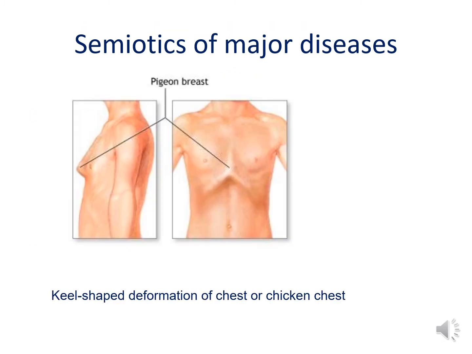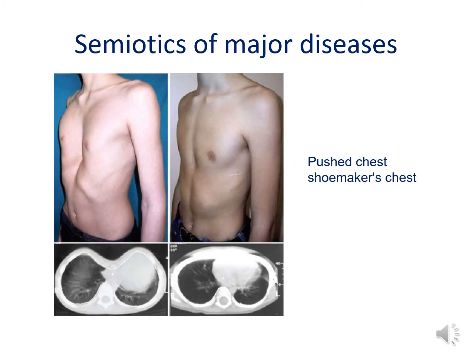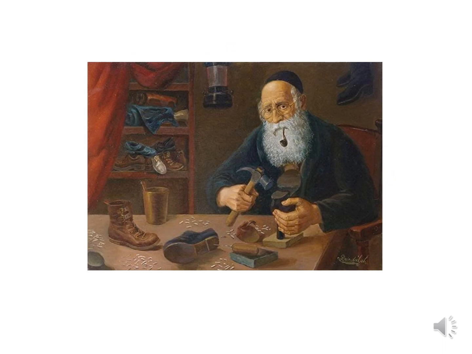In some cases of rickets or other diseases of the skeletal system, a pathological form of chest may be present. In this picture you can see keel-shaped deformation of the chest, or chicken chest. Another example is pushed-in chest or shoemaker's chest. Why is the name of this deformation so strange? In ancient times, shoemakers pressed their breast on a specific pad while working, and it led to some deformation of their chest.